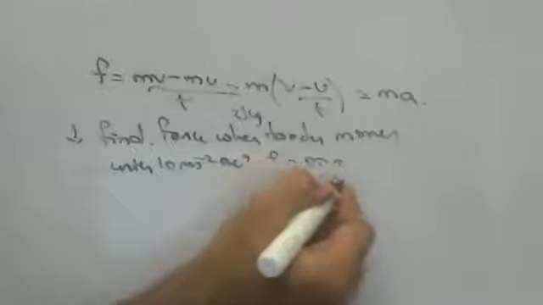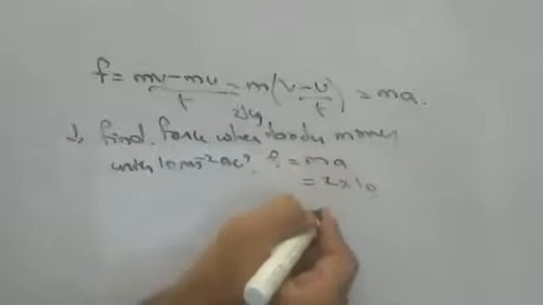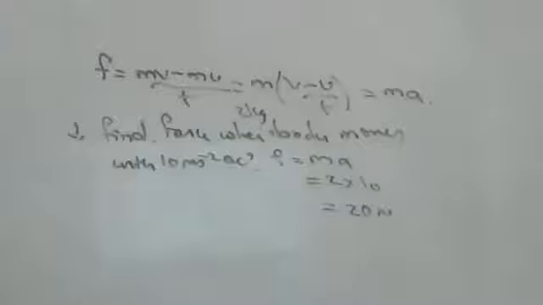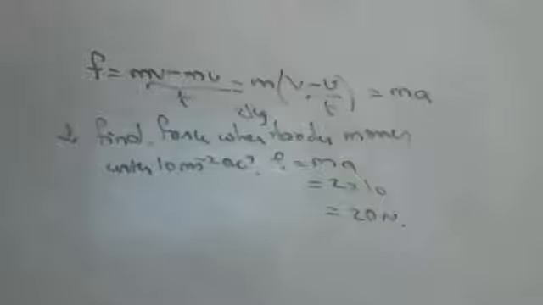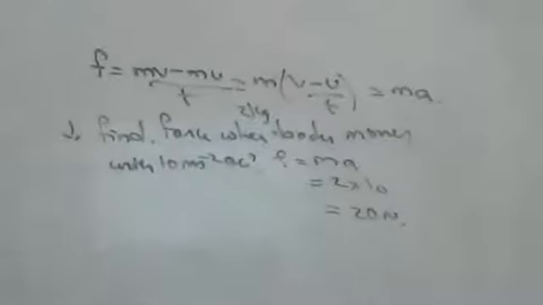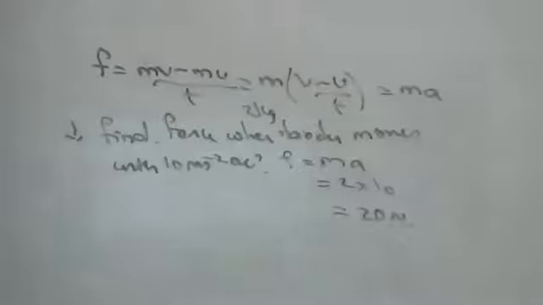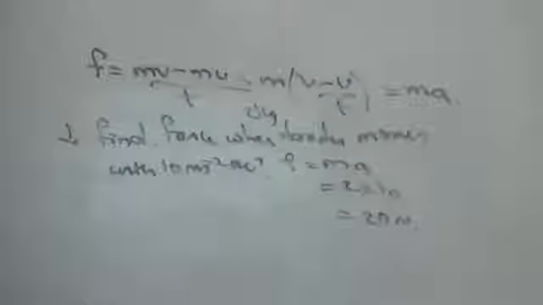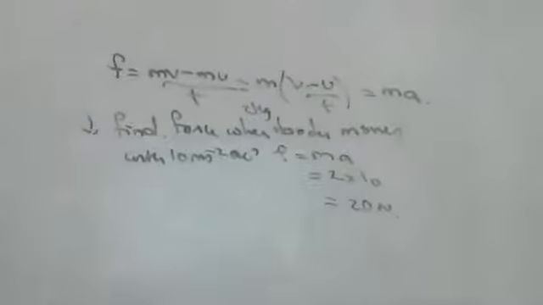So this is 2, this is 10. So the answer is 20 Newton. Directly you will get the answer, 20 Newton. This is a simple, basic sum. Now using momentum we will do some sums. One more sum later.